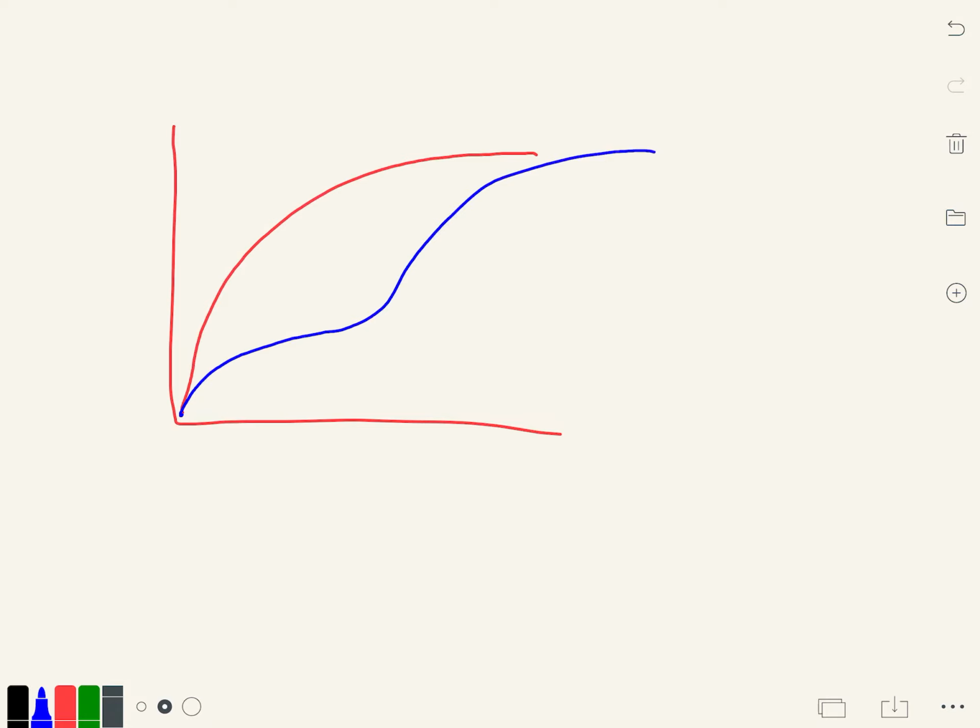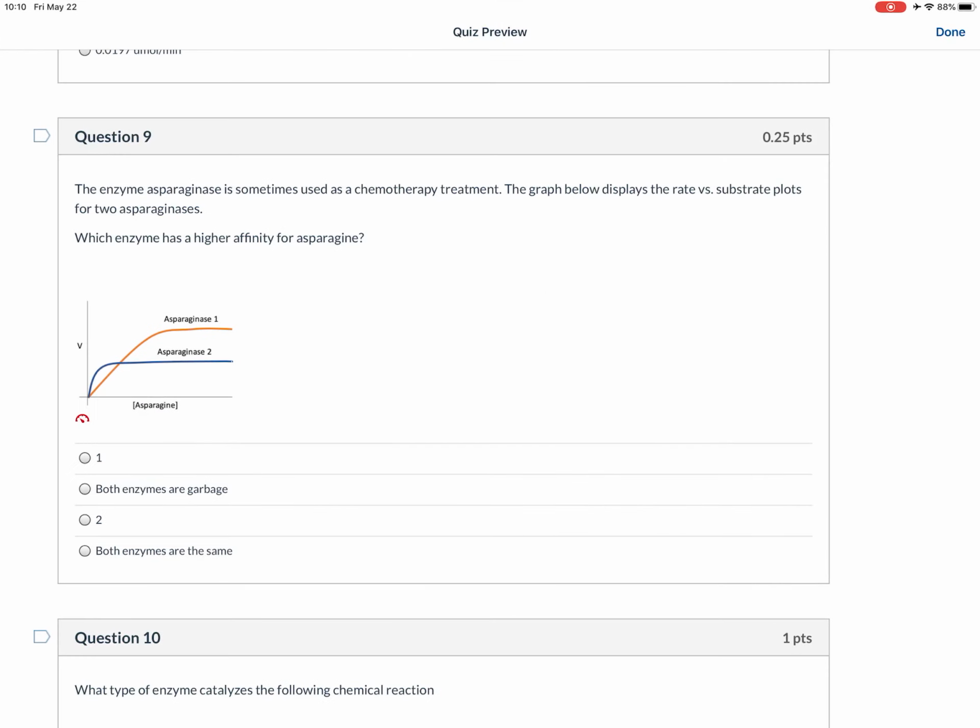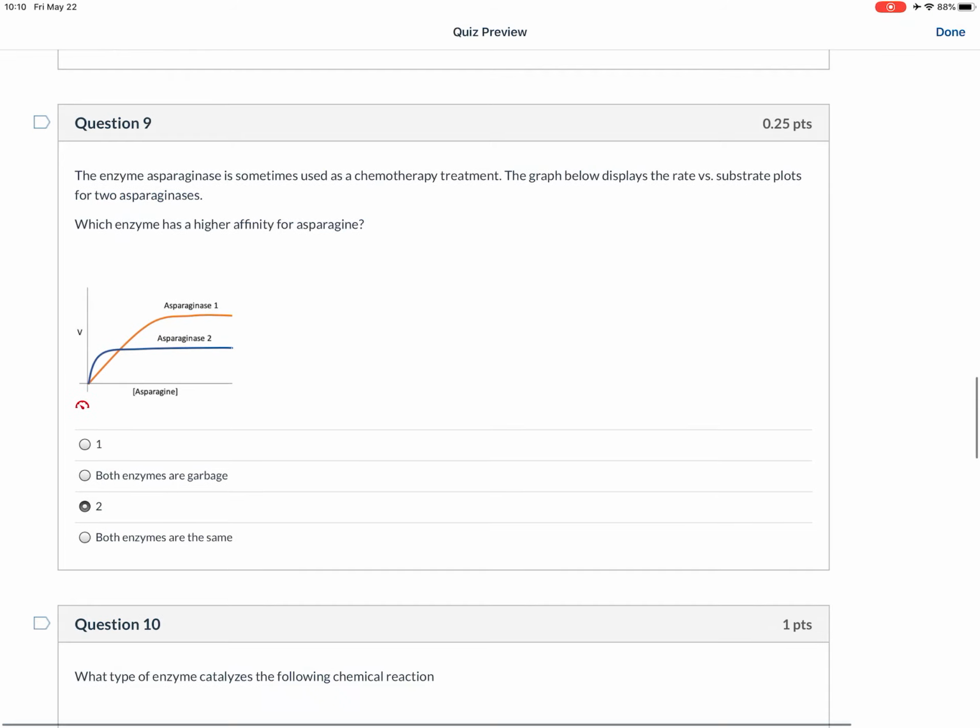So what you can do is look at the initial rate. If the initial rate is really high, then that means that a lot of enzyme is binding to substrate, and so that's going to indicate a high affinity. Here, asparaginase 2 looks like it has the higher affinity because it reaches a higher speed earlier in the concentration of asparagine. It takes a lot longer for asparaginase 1 to get to that same speed, and so the affinity is lower. They're not finding each other as quickly in the solution. So 2 is the answer there.